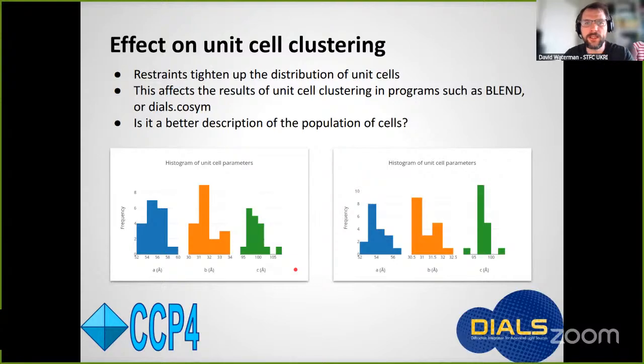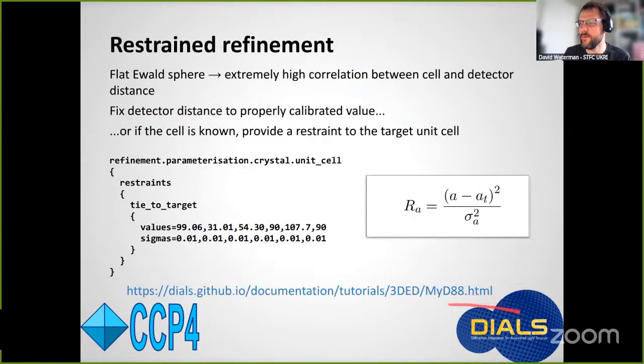And as you might expect, if you're restraining the cells, it will tighten up the observed distribution of cell parameters. So these plots are produced by the program dials.cosim. And these are using the 18 data sets that form part of this tutorial of the MyD88 domain.